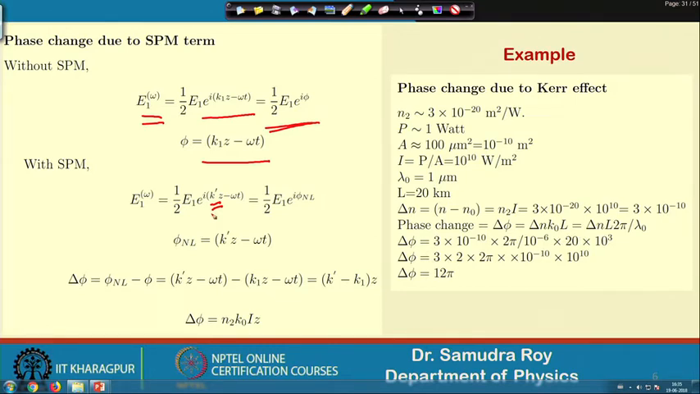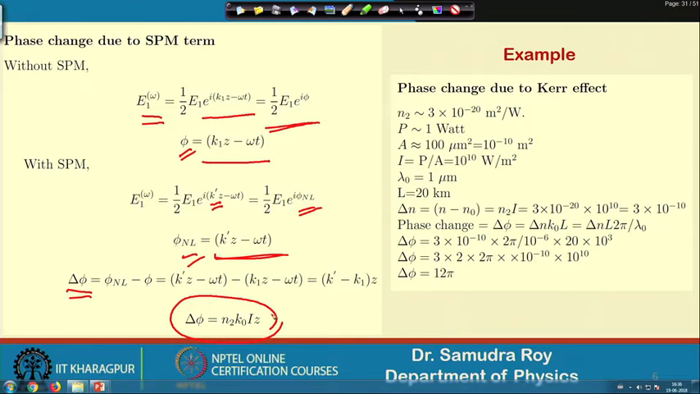So, if I write k1 z minus omega t as phi nonlinear, because this is coming from the nonlinear effect, then phi nonlinear is this quantity. Phi was the phase without any nonlinearity, and phi nonlinear is the phase with nonlinearity. If I try to find the difference between these two, we will simply find that the difference between these two phases is simply N2 K0 intensity into Z.